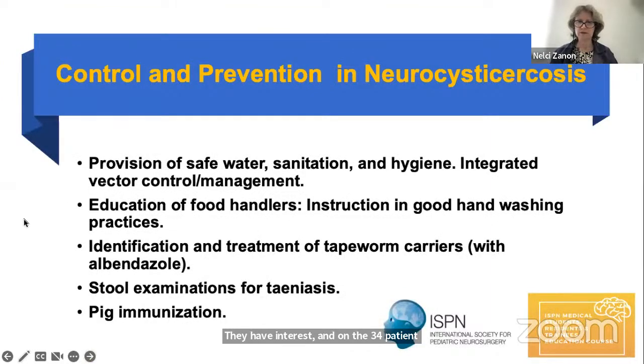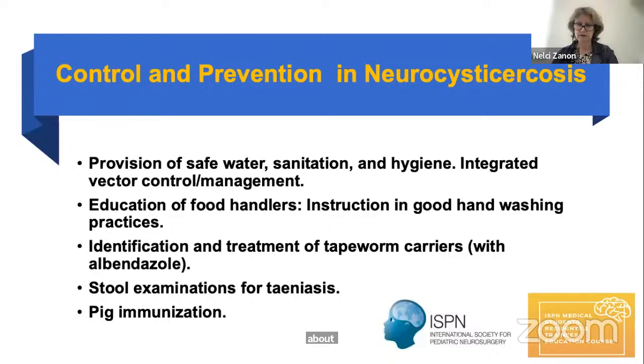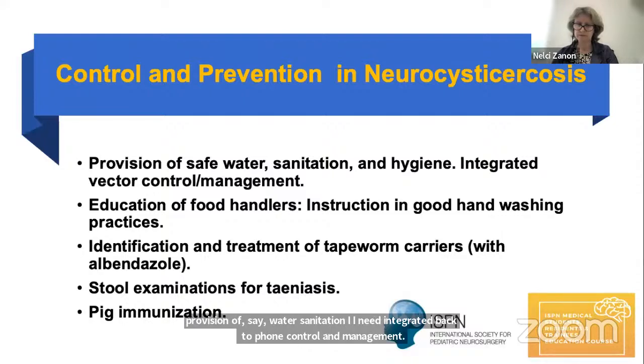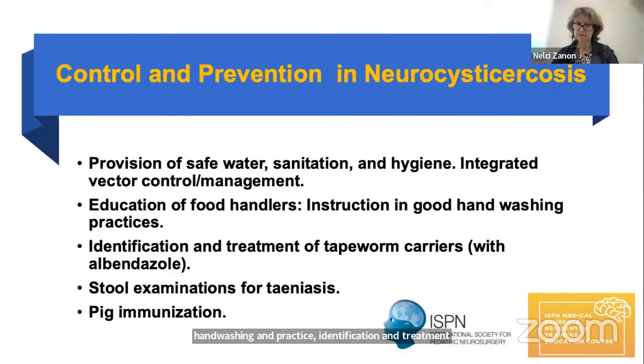What is the most important thing about cysticercosis in our countries is the control and prevention: provision of safe water, sanitation, and hygiene, integrated vector control and management, education of food handlers, instruction in good hand washing and practice, identification and treatment of tapeworm carriers with albendazole, and stool examination for taeniasis and pig immunization.